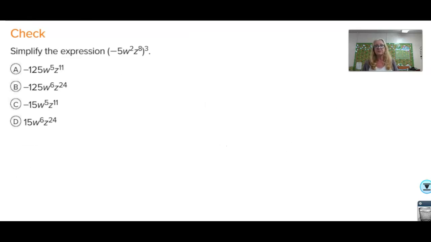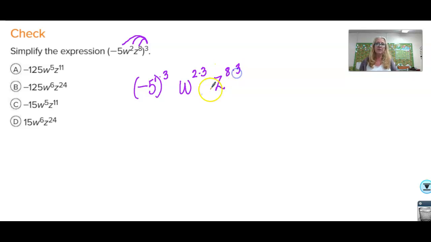Simplify the expression. All right, here what we have is we're going to take this 3 and we're going to distribute it to every item in the parenthesis. So we're going to have -5, and yes, it will be in parentheses, but it's not going to matter in the end because this is an odd exponent, to the 3rd power. And then we're going to have W to the 2 times 3. Remember, when we raise a power to a power, we multiply the exponents. So we're going to have 1 times 3 here. And then we're going to have Z to the 8 times 3.